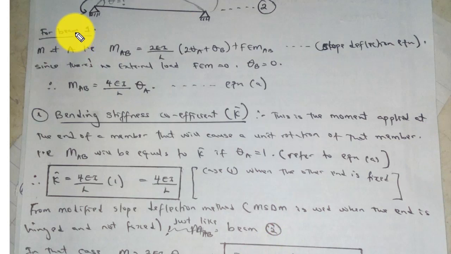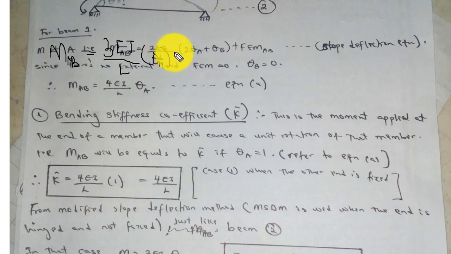So the modified slope deflection equation is, for this beam, this M is actually the applied M, which is MAB. Let me write it as MAB. MAB will be equal to 3EI over L, theta A, plus FEM. I'm not interested in proving the formula. I just want to write the modified slope deflection equation. I'm not proving it.